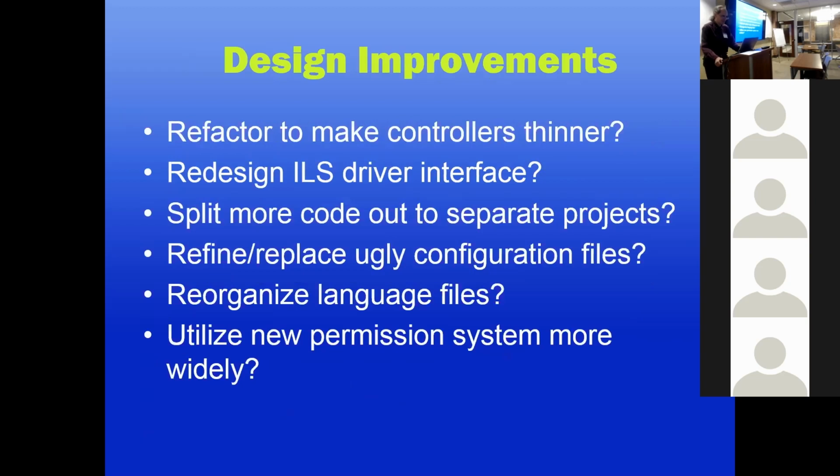So, design improvements. And this is more or less the same list that I put up here every year, except I've moved the order around based on my internal thoughts about priorities. So, can we refactor things to make controllers thinner? Right now, our controllers are pretty heavyweight and ugly in a lot of places, and they rely very heavily on pulling things arbitrarily out of the top-level service manager, which makes the relationships between the parts of the code potentially unclear.